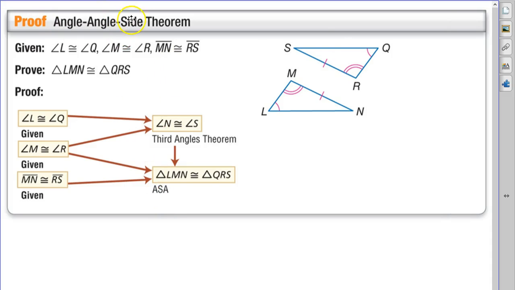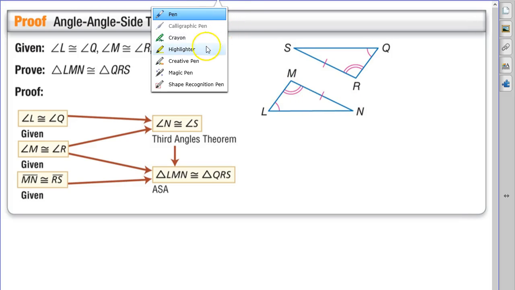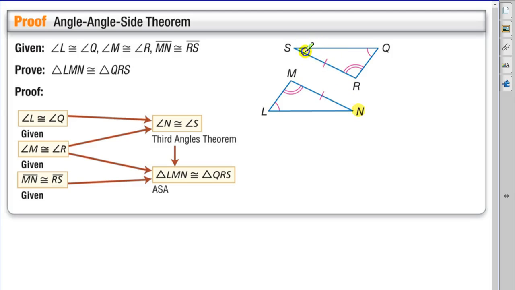So, here's how angle, angle, side is proven. If you have two angles and a side, well, primarily if you have two pairs of congruent angles, you always have a third pair of angles congruent as well, and they're angle N and angle S by the third angles theorem. So if you have two pairs of angles congruent, you automatically have a third pair of angles congruent, and then you'd have angle, side, angle. So here would be the two angles. Angle N and angle S would be congruent. Okay. And so you'd have your angle, side, angle. But what this does is save us the step of doing that.